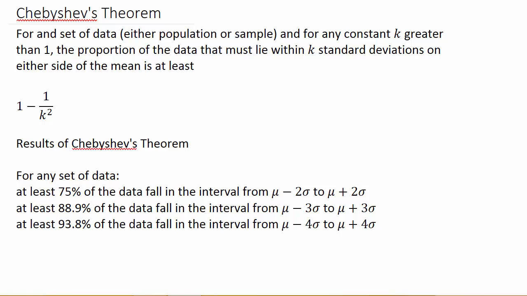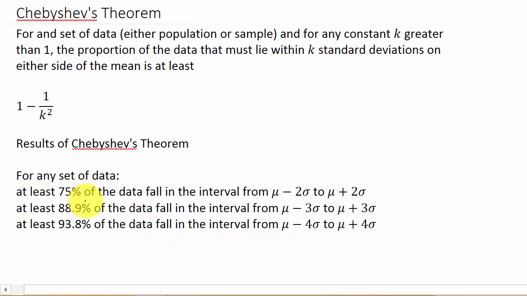Okay, so Chebyshev's theorem is telling us the percentage of data that lie within 2 standard deviations of the mean, 3 standard deviations of the mean. That's what k is. k is the number of standard deviations about the mean. All right, and here are some results from Chebyshev's theorem. You can memorize these. If you don't, that's fine. I'm going to show you how you can figure this out.